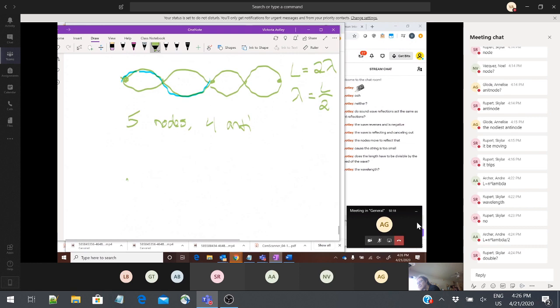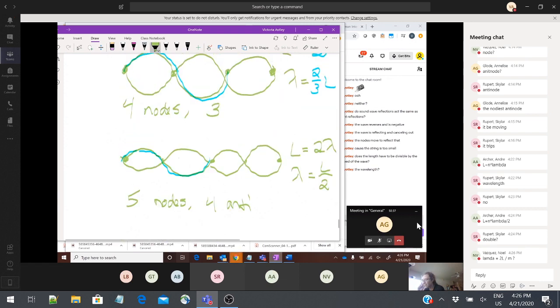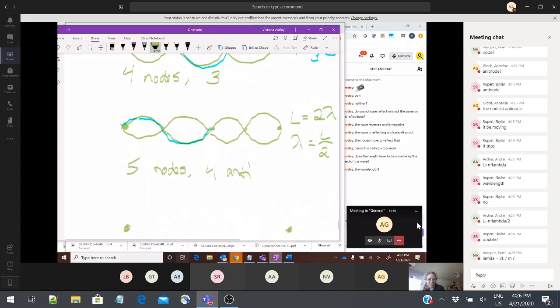I can do 6 nodes, 5 antinodes. Tell me when you see the pattern. Andre's pretty close, I think. Yes, I think Andre might have been right. M lambda over 2, yeah. You are both correct.